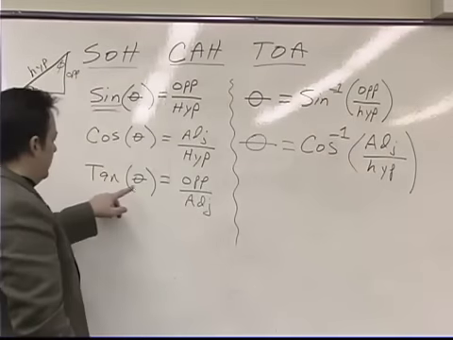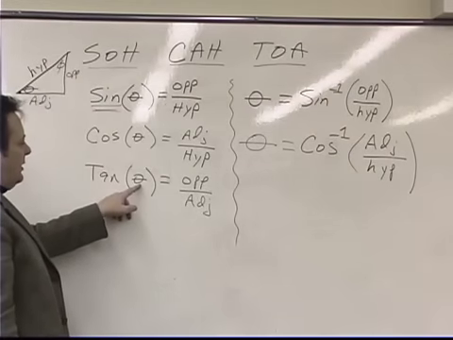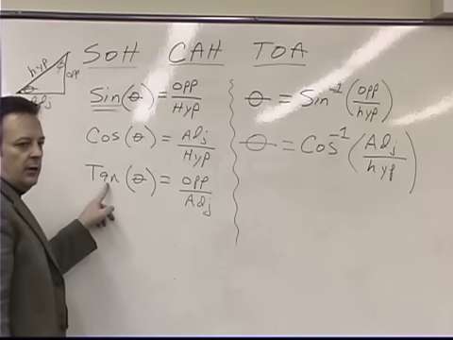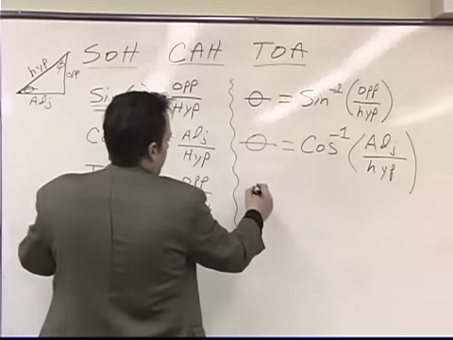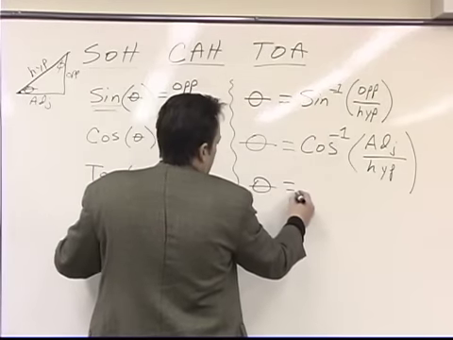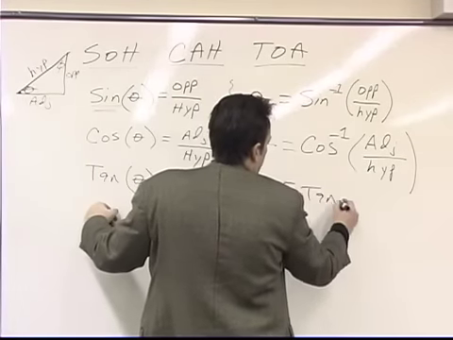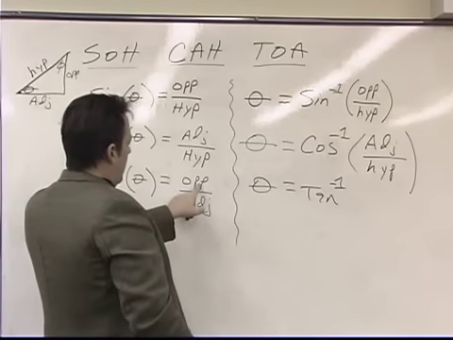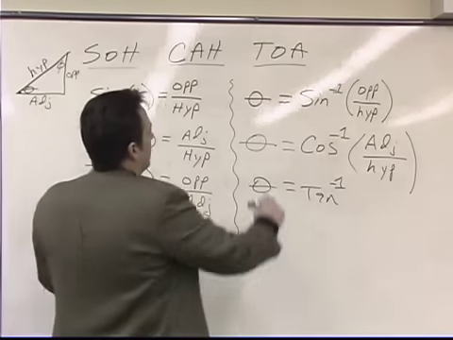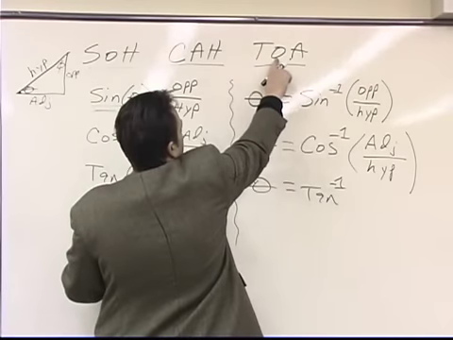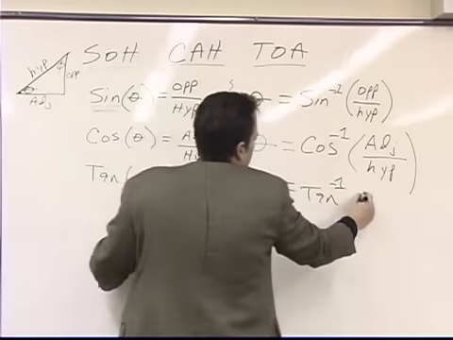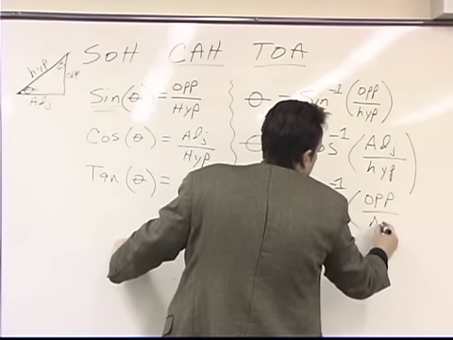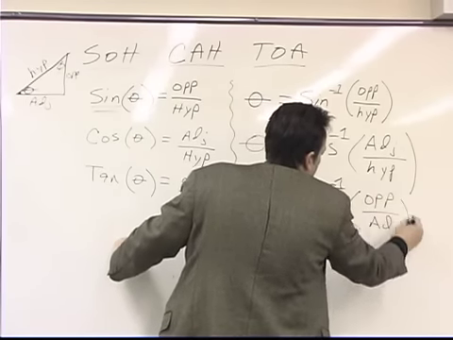And then finally, if you want to find the angle theta using the function tangent, which again is a button on your calculator, then theta would be equal to the inverse tangent, or the arc tangent, of the opposite over the adjacent. Tangent is opposite over adjacent. So it's the length opposite divided by the length adjacent.